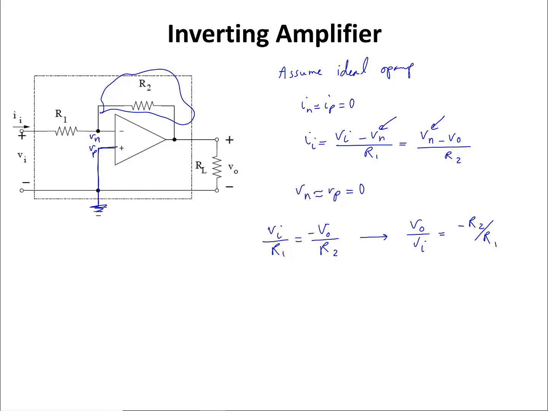The other thing to pay attention to in this circuit is that the gain has a negative sign. That means the input has a pi phase shift with respect to the output, or the output has a pi phase shift with respect to the input, and it's an inverting amplifier.